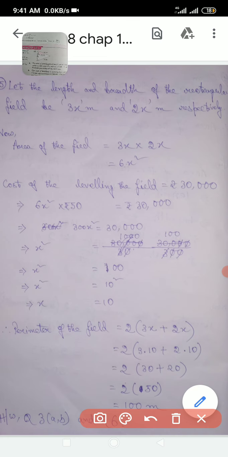So 6 into 50 gives us 300x square, which is equal to 30,000. So x square gives us 30,000 divided by 300, which is 100. So 100 can be written as 10 square, so x is equal to 10.